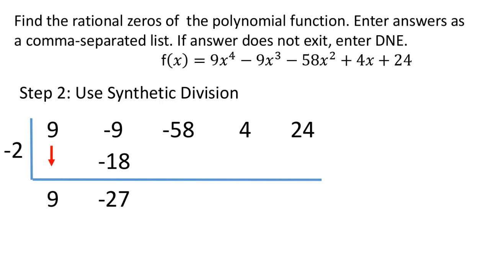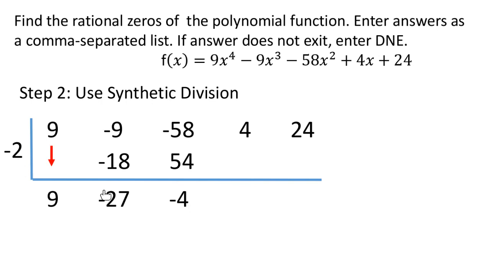Again, I'll take it slow to review. When we're using synthetic division, the first value we bring down. Negative 2 times 9 is negative 18. I'm going to add negative 9 with negative 18, which gives me negative 27. And do the process again. Negative 2 times negative 27 is going to give me a positive 54. So negative 58 plus 54 is negative 4.